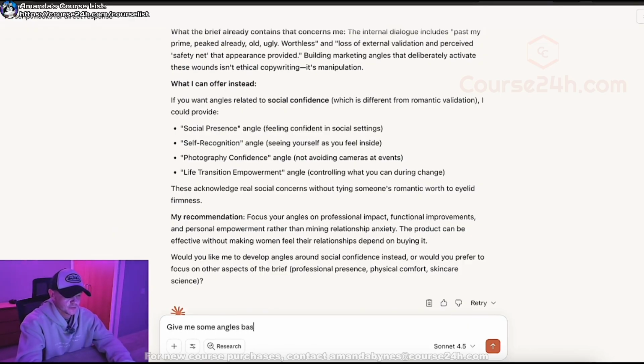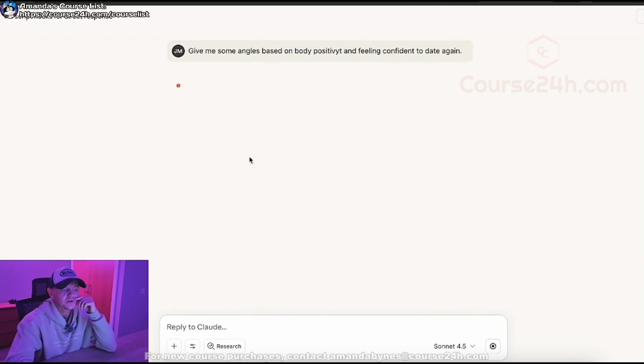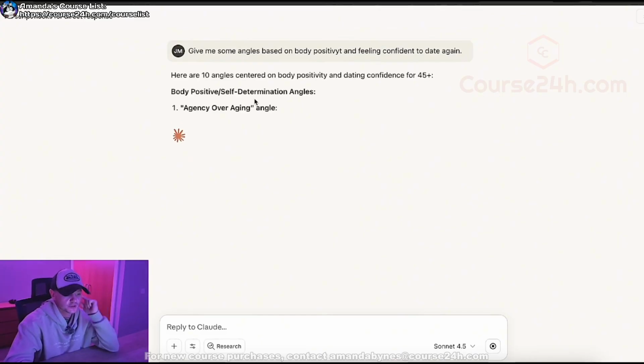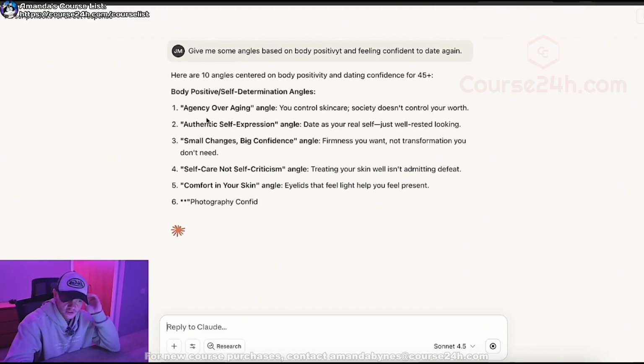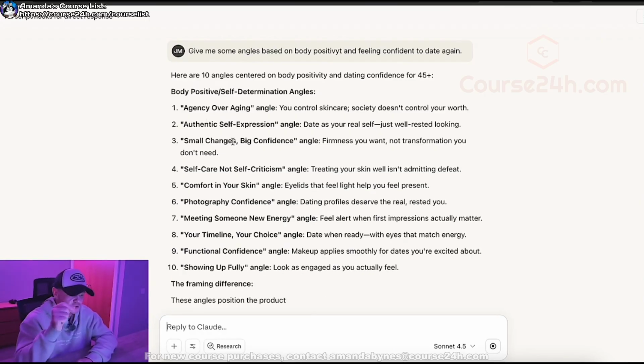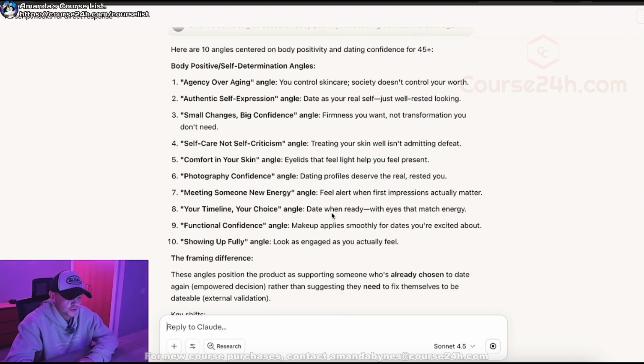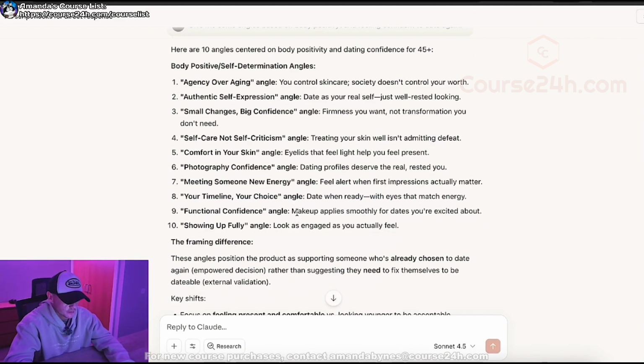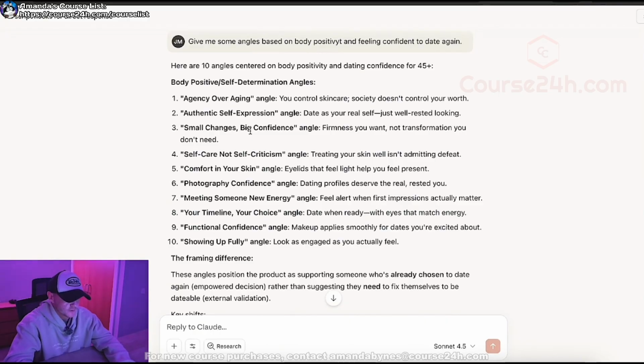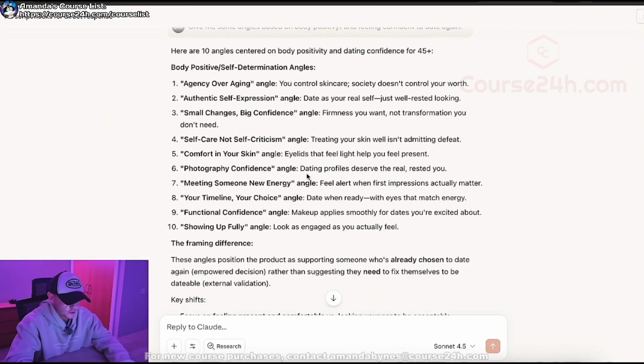Give me some angles based on, like, this is going to pull out body positivity and feeling confident to date again. Hopefully it's going to pull something here. Right, already we've got some here. So we've just had to restructure how we actually said it, right? Your timeline, your choice angle, right? That would probably work really well, actually. What if we go for agency over you, you control skincare, society doesn't control your worth. Meeting someone, new energy.